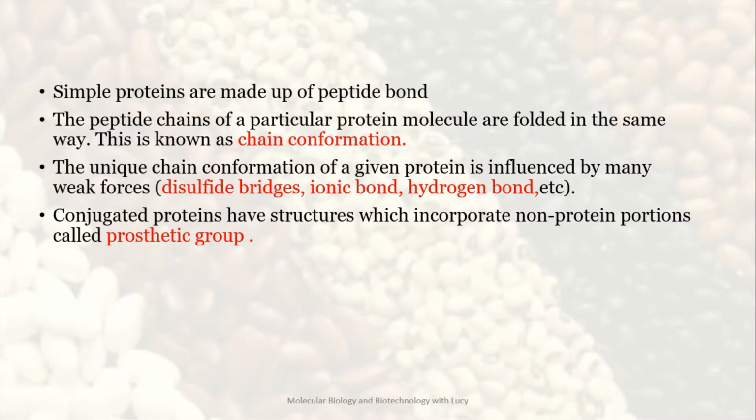As some of you may know, simple proteins are made up of peptide bonds, and those bonds in a particular protein are folded in the same way. This is what we call chain conformation. The unique chain conformation of a given protein is influenced by many weak forces, such as ionic bonds, hydrogen bonds, etc. Conjugated proteins can be found, which are proteins that contain other non-protein groups called prosthetic groups.